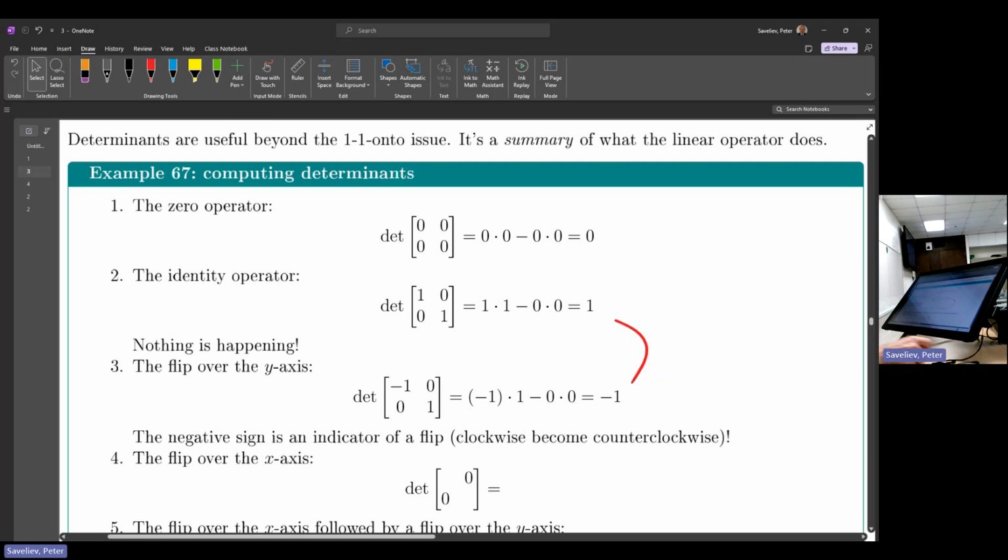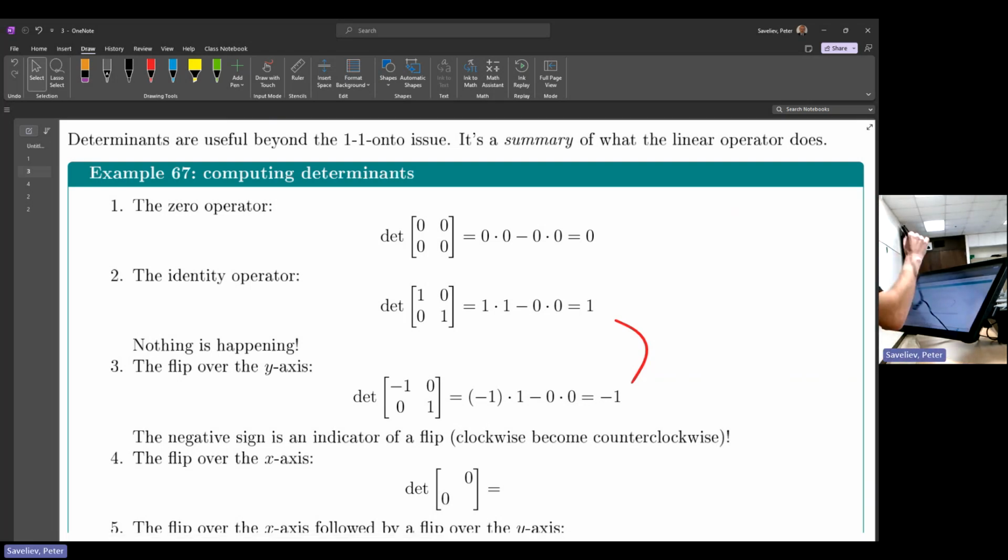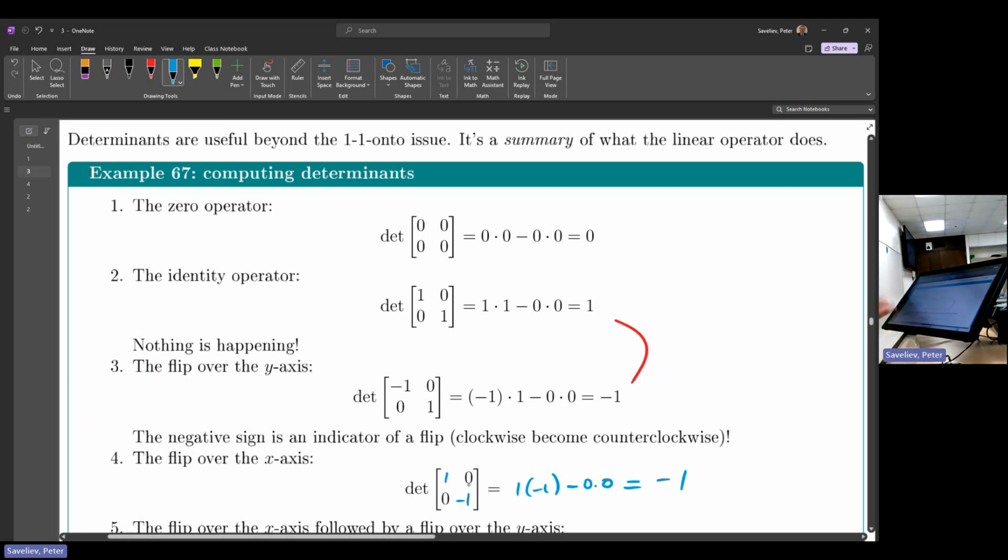The flip over the x-axis, remember, so that's an exercise. What's the matrix of the flip over the x-axis? One, zero, zero, -1, correct? And my determinant is 1 times -1 minus 0 times 0, so it's equal to -1 again. So two flips, that's the similarity between them.